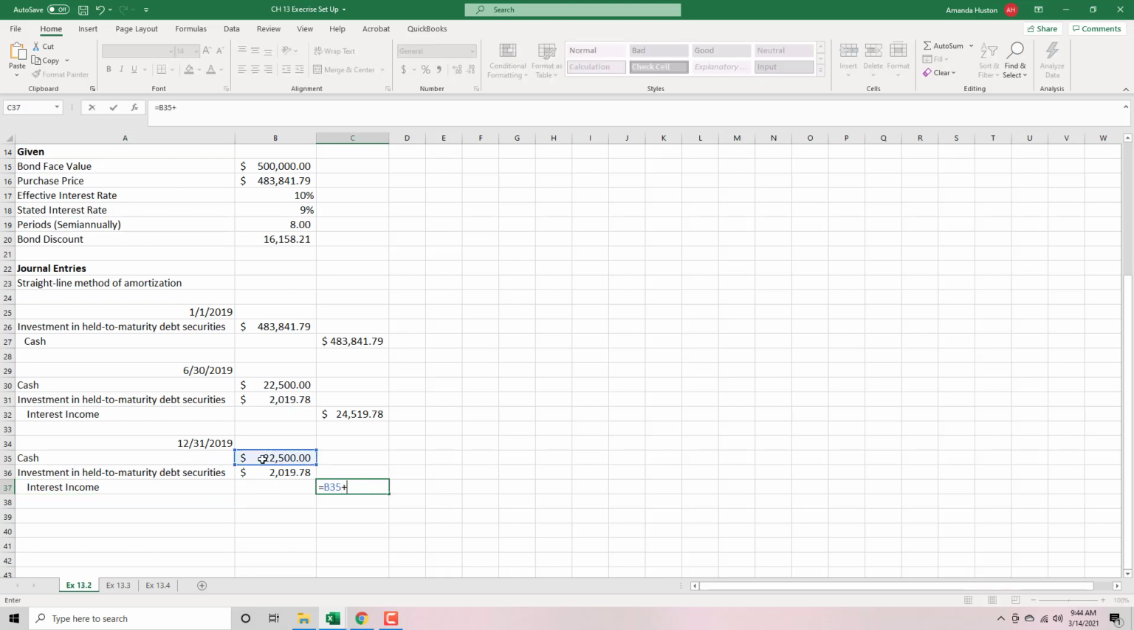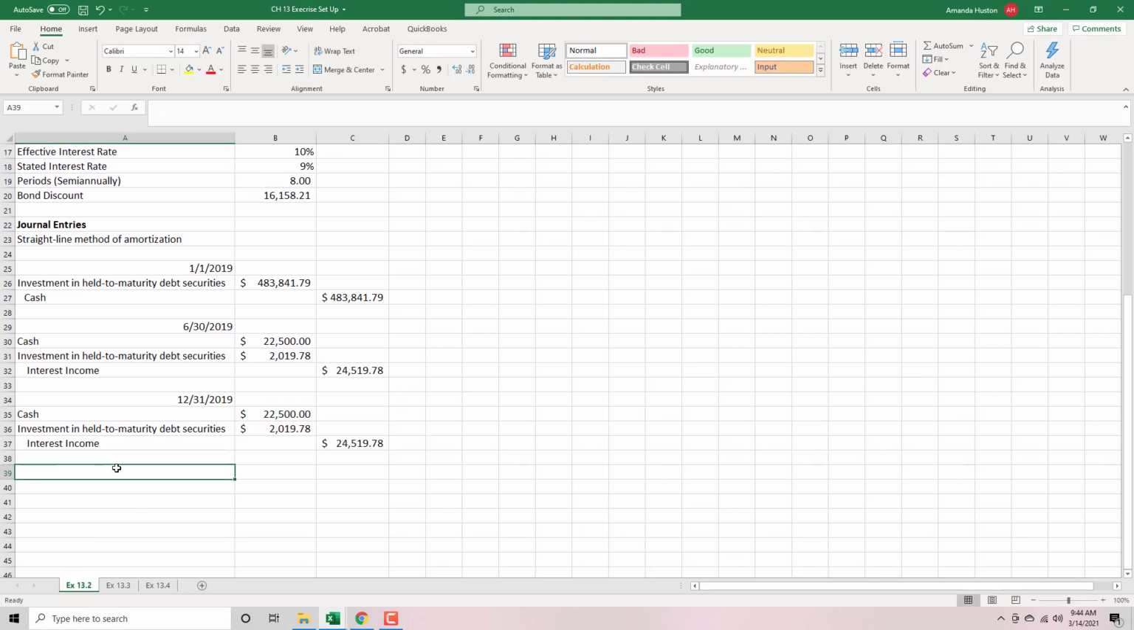I'll highlight this dark so you can tell. Then we're going to do the effective interest rate method. Okay.